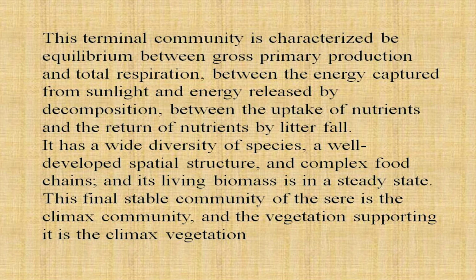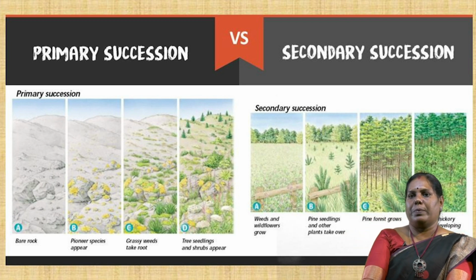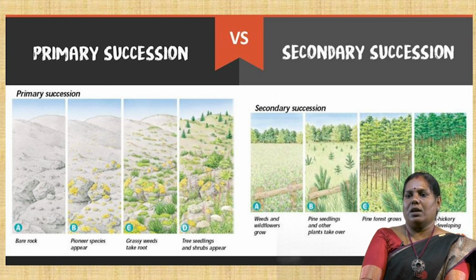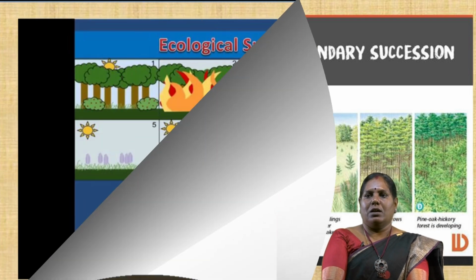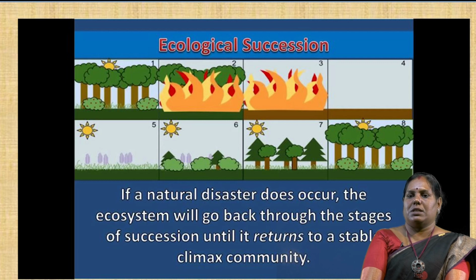Here the figure shows primary succession versus secondary succession. In primary succession, it starts from the rocks to the tree seedlings. Then in secondary succession, from some weeds and shrubs to the pine and oak trees. This is primary succession versus secondary succession. Then, how secondary succession emerged from primary succession.